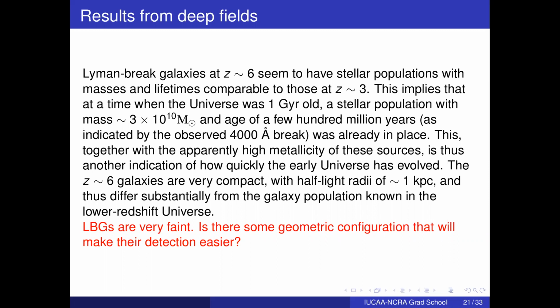These objects are very compact, with half-light radii of 1 kiloparsec, very small. The Milky Way has a much larger half-light radius, and thus differs substantially from the galaxy population known in the low redshift universe. So LBGs are obviously very faint. Is there some geometric configuration that will make their detection easier?